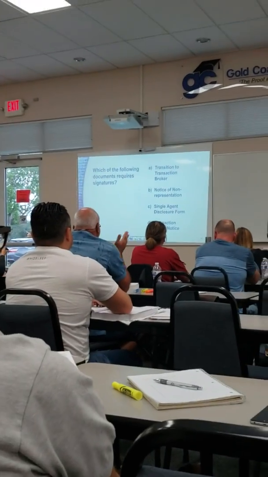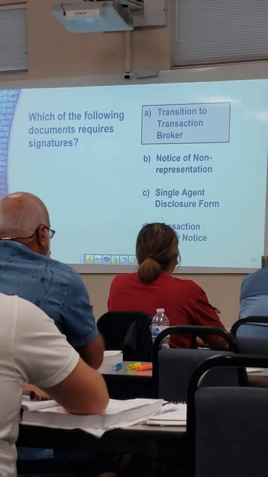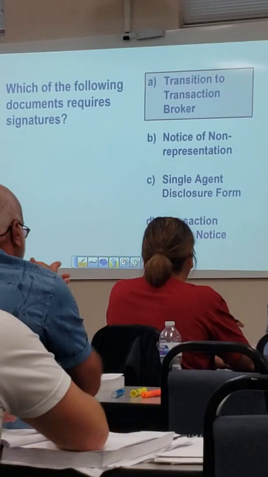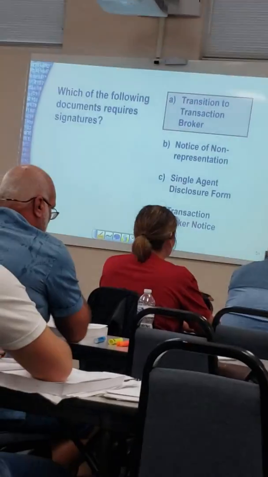Question, which of the following documents requires a signature? Transition form, the only document, because they give us the consent, the prior written consent. And here's the document we keep in the file. And when we put it in that file, along with the other documents, how long, brokers, do we have to keep that file? 5 years. That's the reason we keep those files for 5 years, just in case.